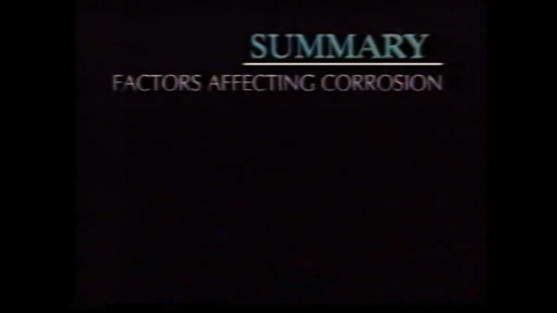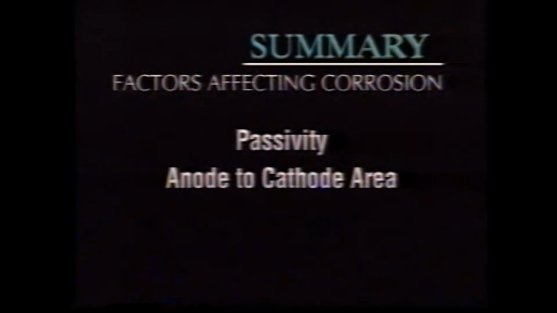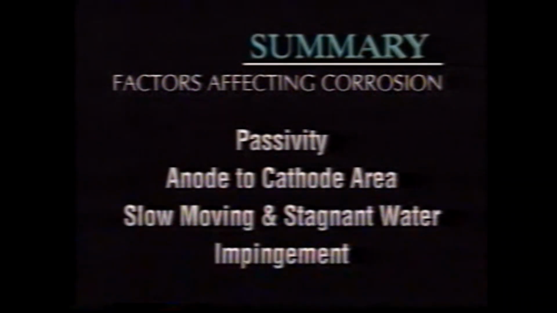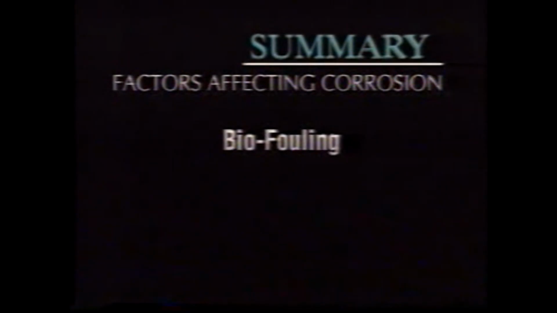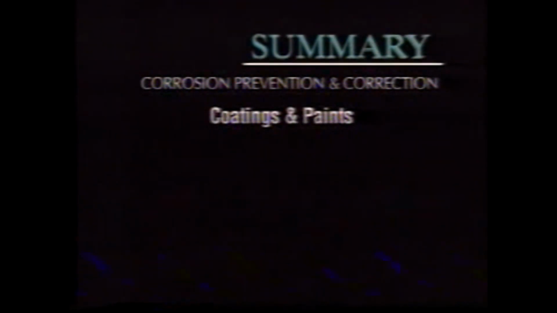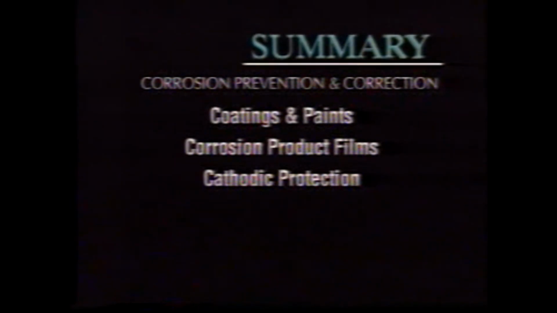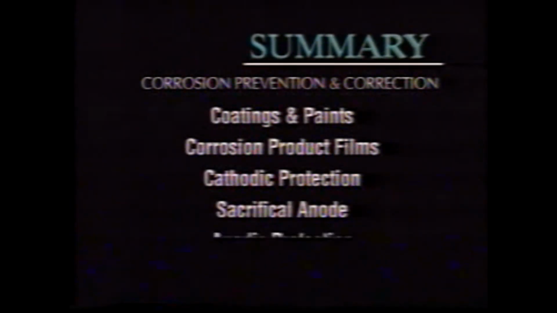Summary: factors affecting corrosion. Passivity, anode to cathode area, slow-moving and stagnant water, impingement, biofouling, acid soils, corrosion prevention and correction, coatings and paints, corrosion product films, cathodic protection devices, sacrificial anode, and anodic protection.